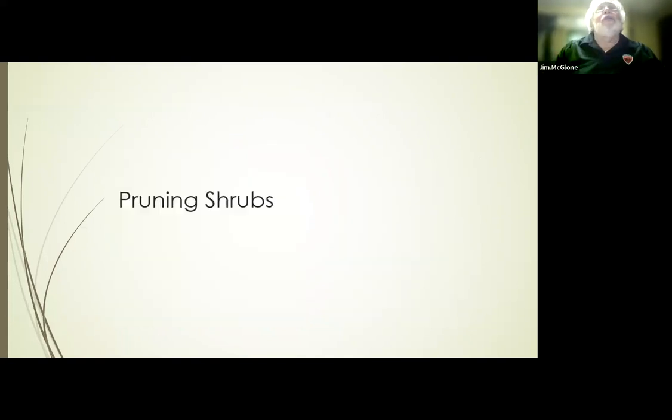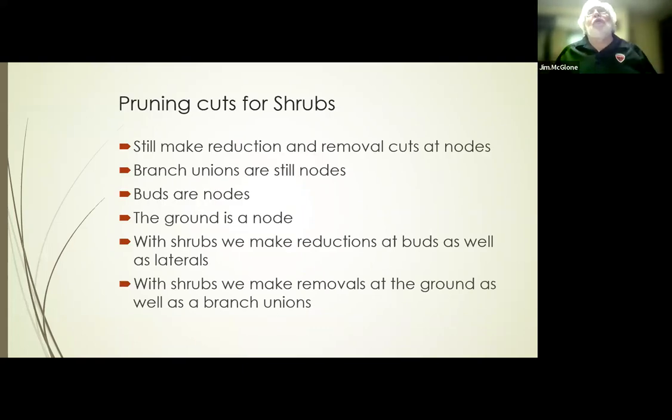Okay, let's talk more generally about pruning shrubs. Now, we are still going to be using reduction and removal cuts that we're going to be making at nodes. And branch unions are still going to be considered nodes. But now we're also going to consider buds to be nodes. And we will consider the ground to be a node. So with shrubs, we may be making reduction cuts at buds as well as at laterals. And we may be making removal cuts at the ground as well as at branch unions. And this really depends on how the shrub grows. And we'll talk about a couple of different ways that shrubs can grow.